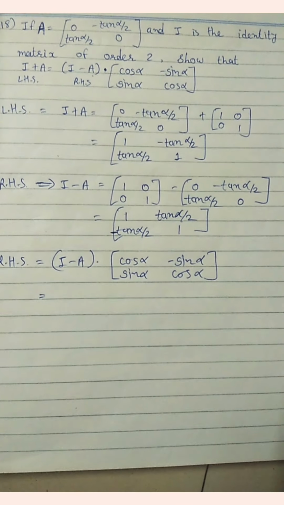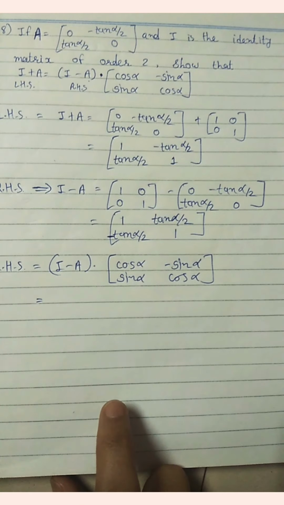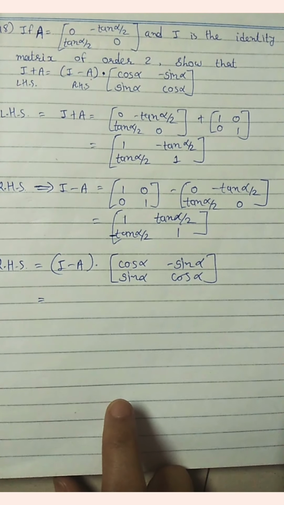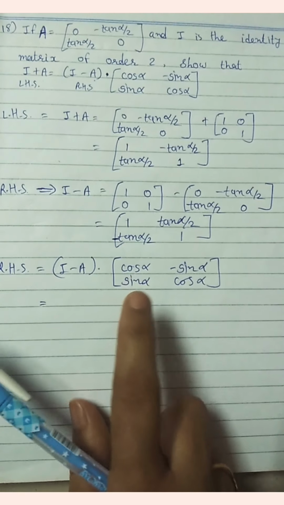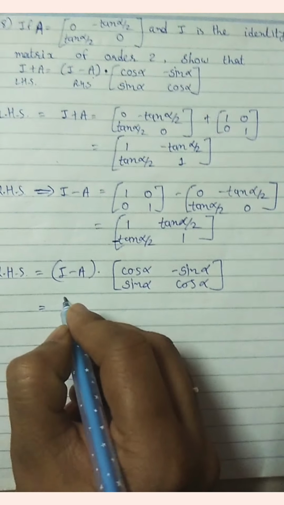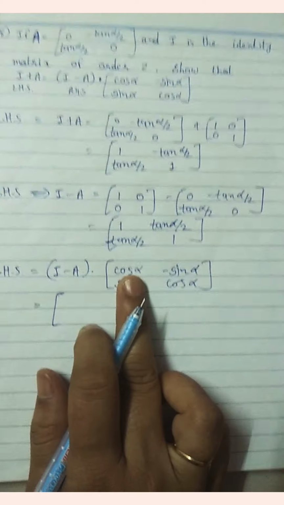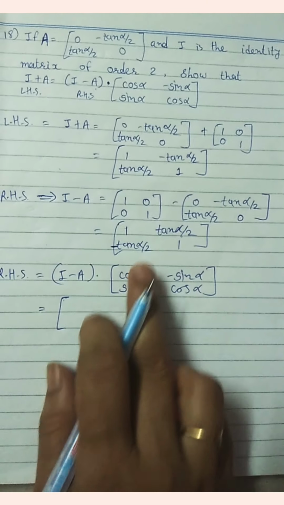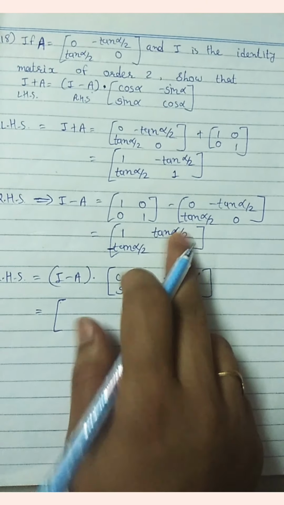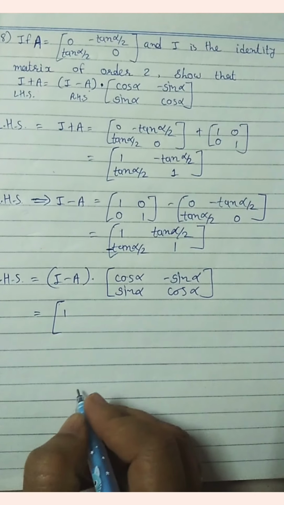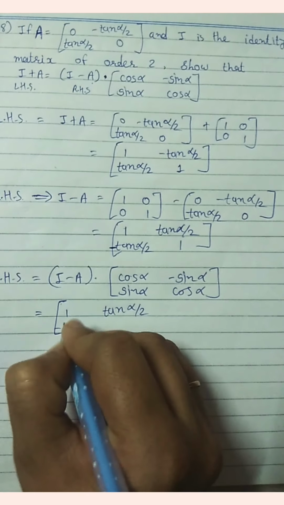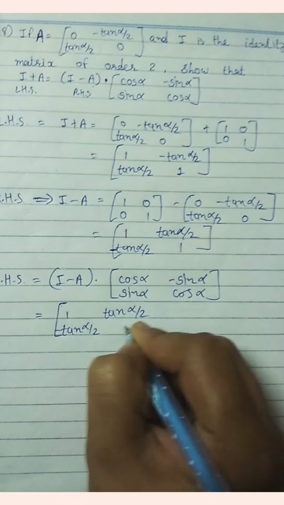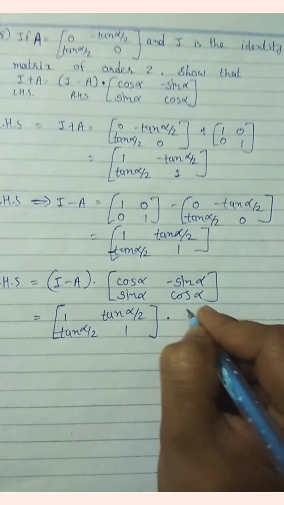So you can use here 2 cos square alpha by 2 minus 1 and 1 minus 2 sin square alpha by 2 formula also, but we are going to use here the formula in tan alpha by 2, because your question is in the form of tan alpha. So here I can write 1, tan alpha by 2, minus tan alpha by 2, and 1, into.